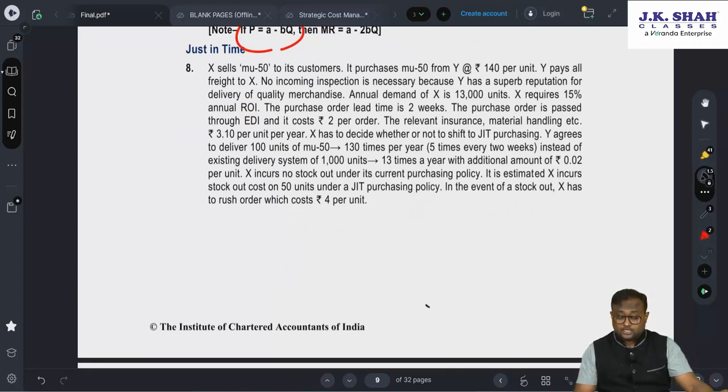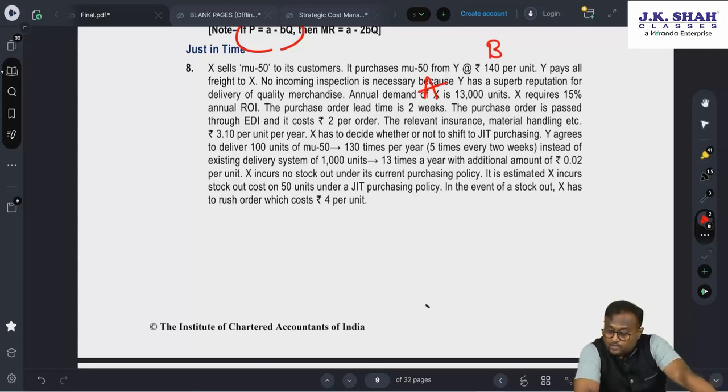The next concept is just in time. Question number 8. X sells MU50 to its customer. It purchases it from Y at 140 per unit. So, I would say it's a buying cost. Y pays all freight to X. Okay. So, we are not charging it. No incoming inspection is necessary because Y has a superb reputation of the delivery of quality merchandise. Annual demand is 13,000 units, which is A for me. Annual requirement to be purchased. X requires 15% annual ROI.